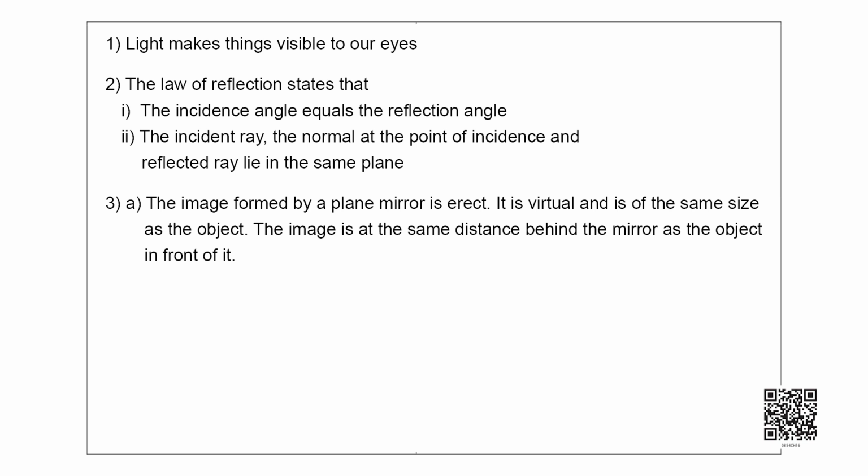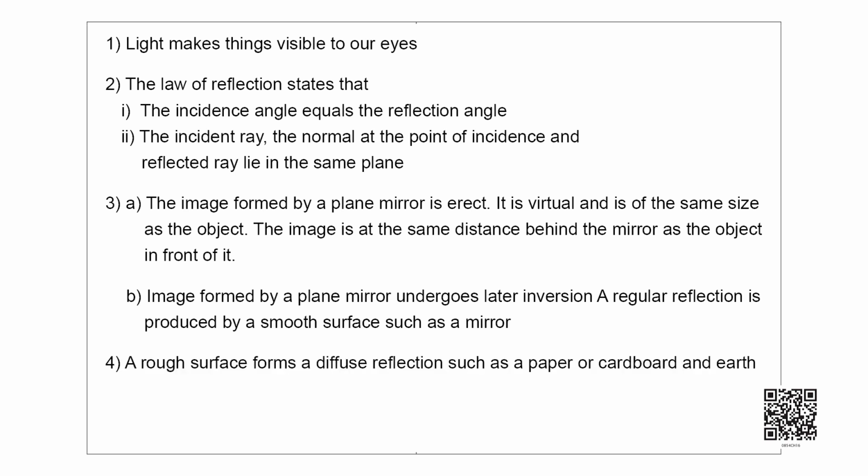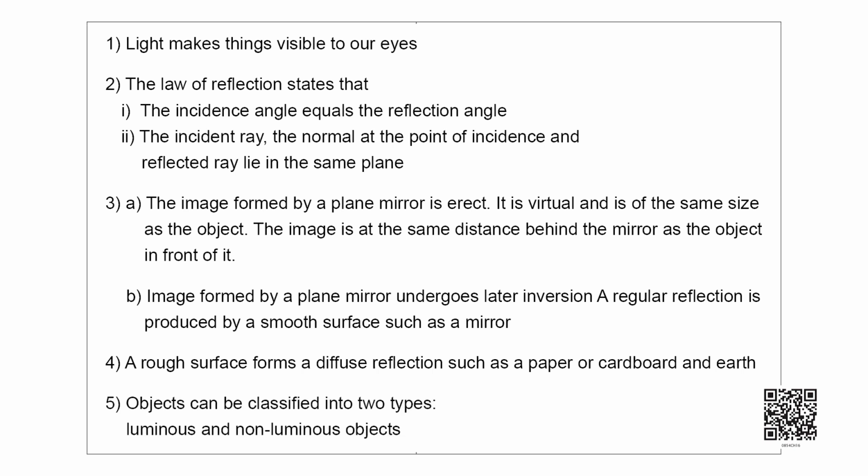It is virtual and it is of the same size as the object. The image is at the same distance behind the mirror as the object is in front of it. Image formed by a plane mirror undergoes lateral inversion. A regular reflection is produced by a smooth surface such as a mirror. A rough surface forms a diffuse reflection, and such reflections are caused by things such as paper or cardboard, etc. Objects can be classified into two types: luminous objects which give off their own light, and non-luminous objects which reflect light from other luminous objects.